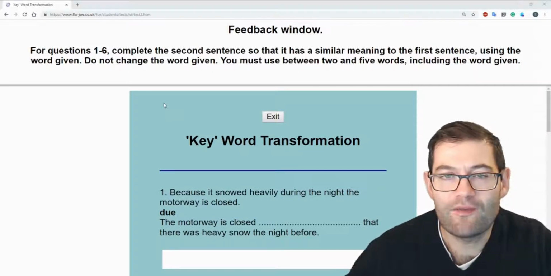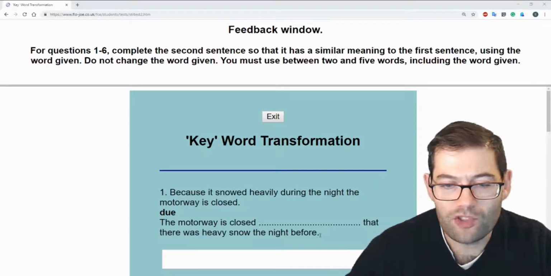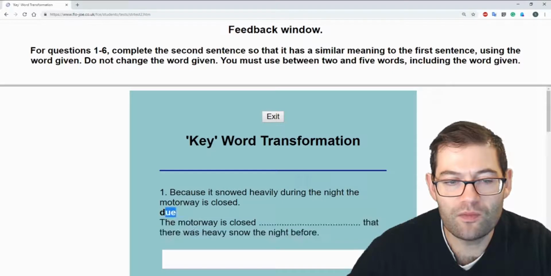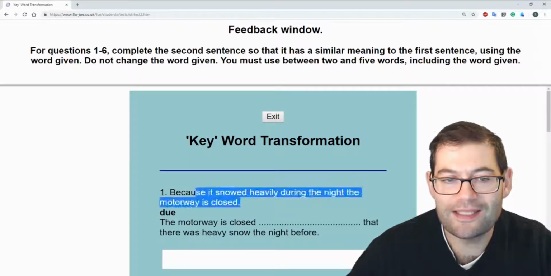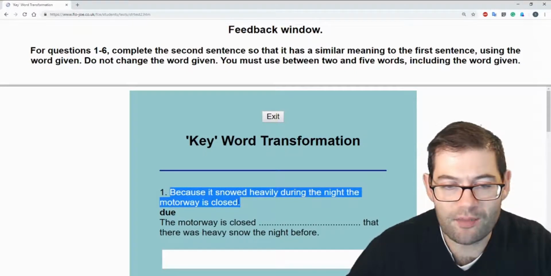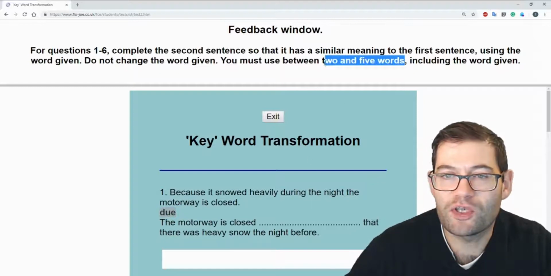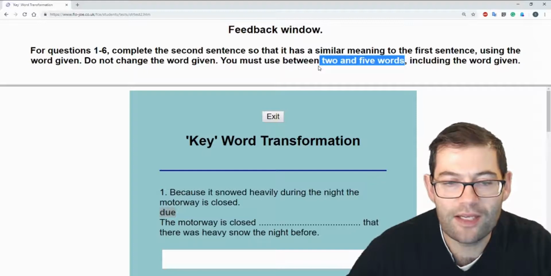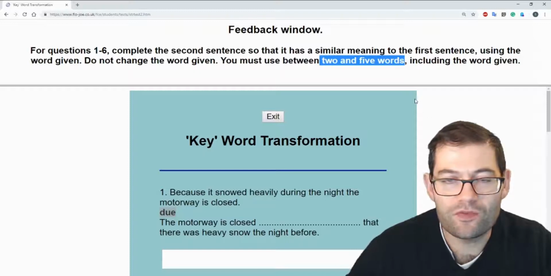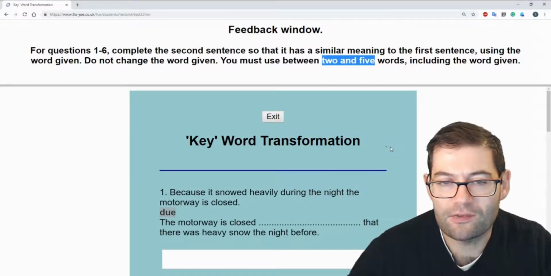Before we begin, let's remind ourselves of the basic rules. We've got to complete the second sentence with the keyword which is given to mean the same thing or a similar thing to what's being expressed in the example sentence. We can't change the word which is given, and we've got to use between 2 and 5 words, including the word which is given, and of course, as I said, that we can't change. Those are the rules. I'm sure you know them, but it's always worth going over them again, particularly the limit between 2 and 5 words. Okay, let's get to work.